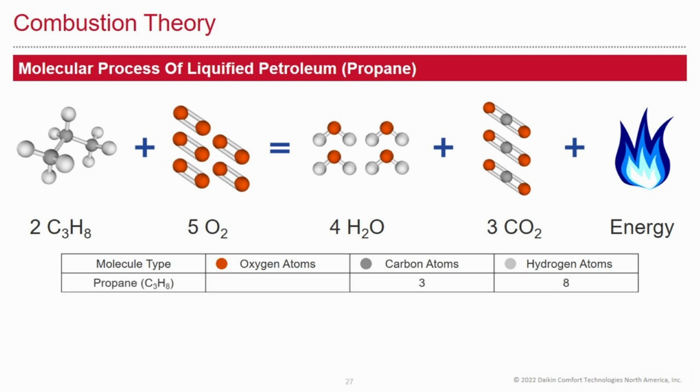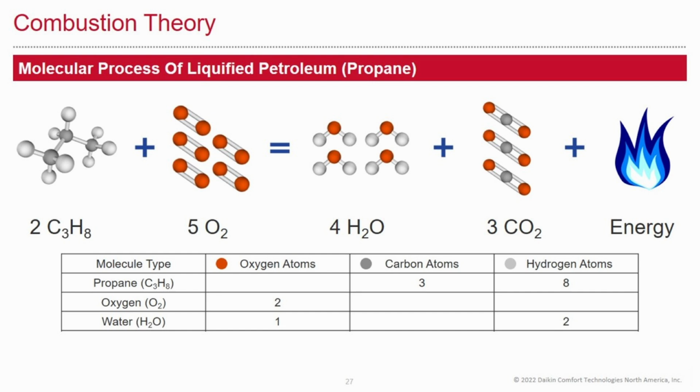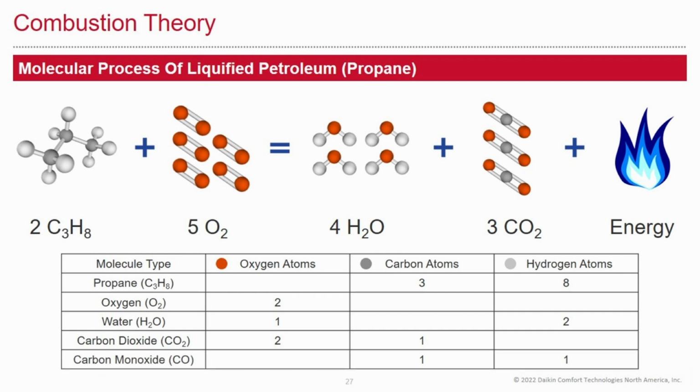Propane, which is C3H8, contains 3 carbon atoms and 8 hydrogen atoms. Oxygen, O2, contains 2 oxygen atoms. Water, H2O, is made up of 1 oxygen and 2 hydrogen atoms. Carbon dioxide, CO2, 2 oxygen atoms, 1 carbon atom. Carbon monoxide, CO, contains 1 carbon atom, 1 oxygen atom.